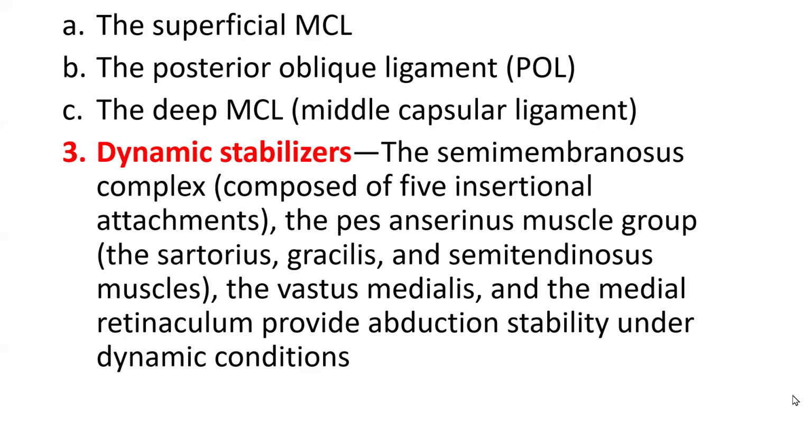What are the dynamic stabilizers of the knee? Don't forget this. Don't forget the pes anserinus group. And I remember them by a name: S, G, S, M. You have to pay attention. The S for the sartorius, G for the gracilis, and the semitendinosus, S, and muscles. You have to pay attention to this. The vastus medialis, medially, has something to do. The medial retinaculum, all these function together with the medial collateral ligaments. They are stabilizers to abduction of the knee, to any valgus fall.